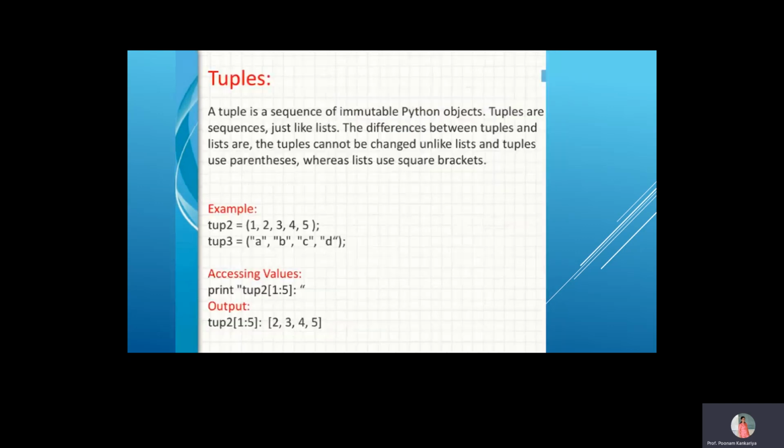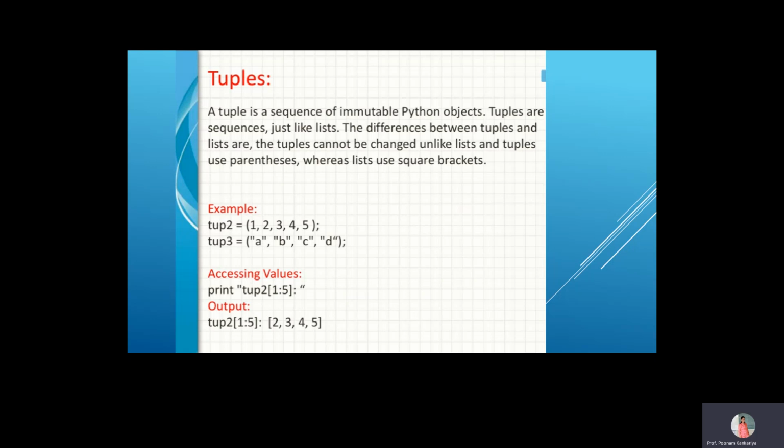The next concept is tuple. Tuples are used to store multiple atoms in a single variable. Tuple is one of 4 built-in data types in Python used to store collections of data. The other 3 are list, set and dictionary, all with different qualities and usage.